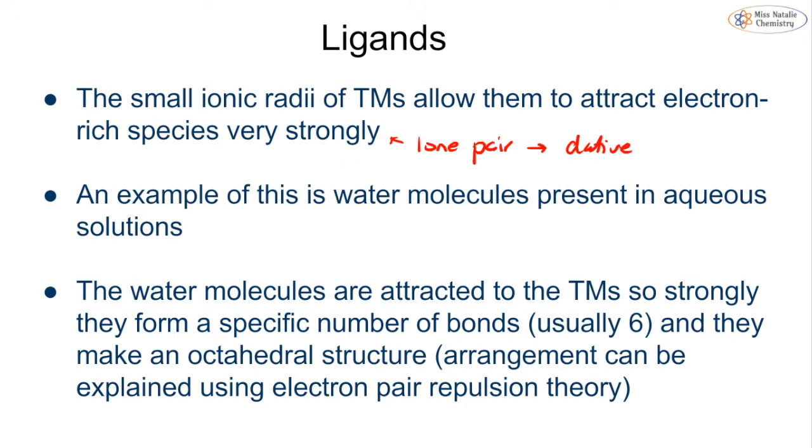So the water molecules will form a specific number of bonds, usually 6, and they will make generally an octahedral structure. And we can explain this arrangement using electron pair repulsion theory, which we learned back in topic 3. So again, if you're not sure about that, you might want to go back and have a look over the electron pair repulsion theory, but we will discuss it further on.